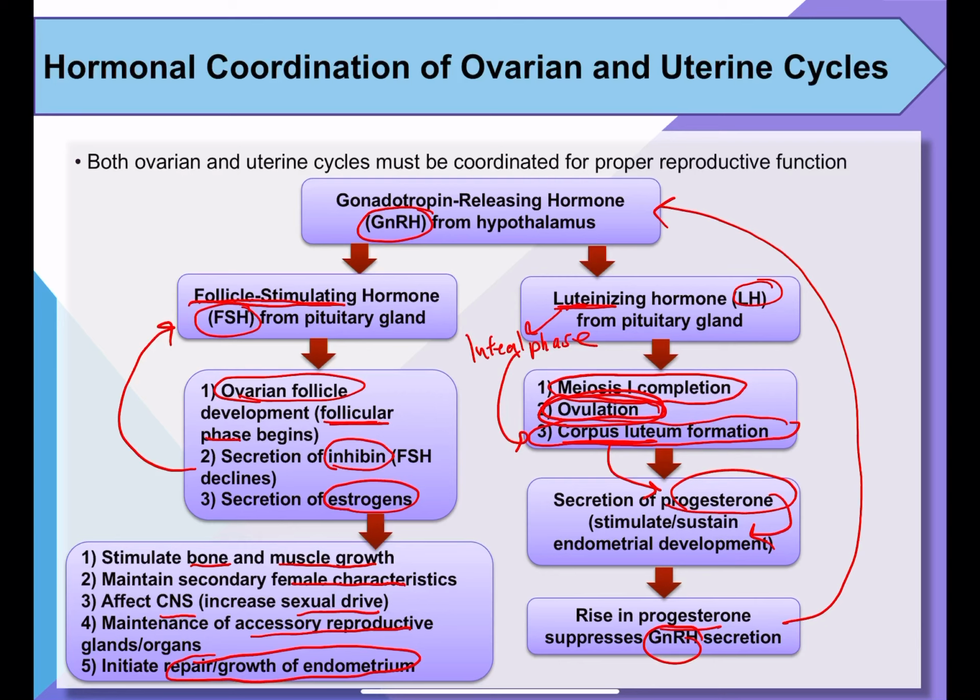Okay, FSH is for the follicular phase, for development of the follicle and secretion of estrogen. LH is for corpus luteum production, formation, and for ovulation itself, for the egg to come out, and also for secretion of progesterone once the corpus luteum is formed.